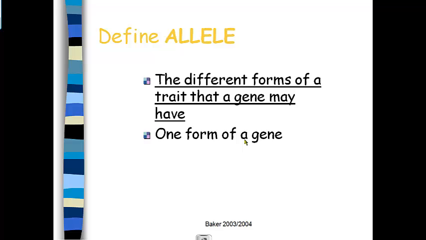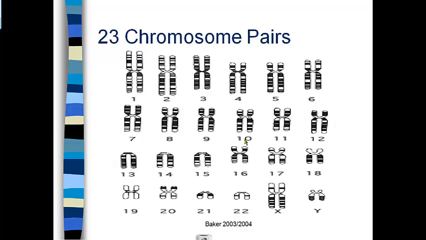For our purposes, guys, don't let this confuse you. For 8th grade science and genetics, if you think of an allele as being the same thing as a gene, as them being exactly the same, you're going to be fine. You're going to be okay.